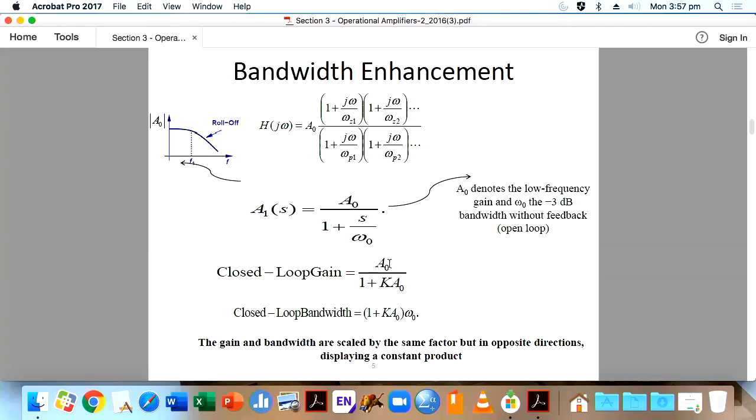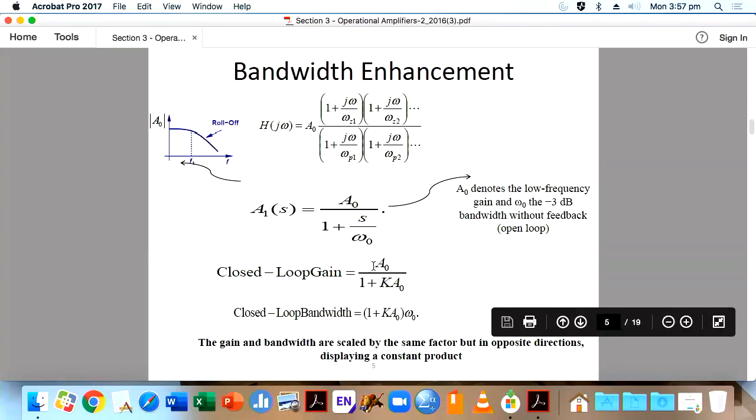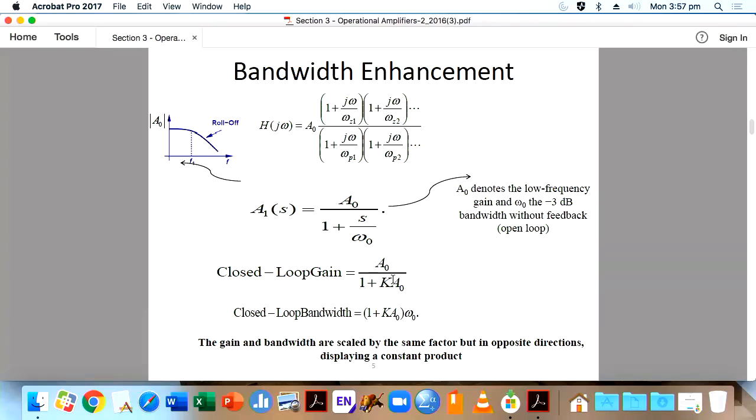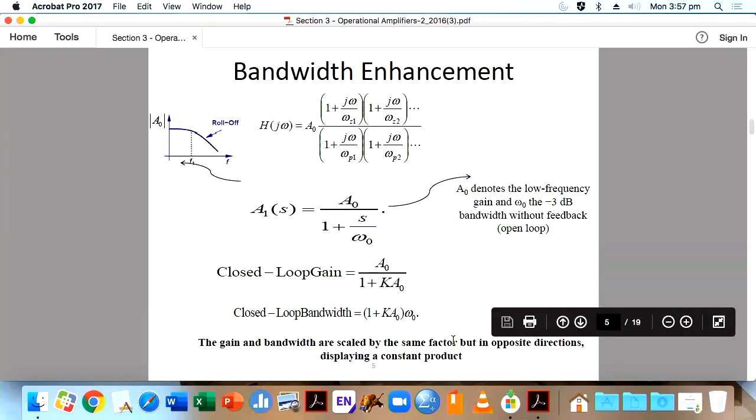Okay, so from this slide what you have to understand is closed loop gain equals A0 by 1 plus k into A0. So when you have negative feedback, you are reducing the gain. But then you can increase the bandwidth by how much you decrease your gain. The gain and bandwidth are scaled by the same factor, that is 1 plus k into A0. k is the feedback fraction, A0 is the open loop gain. But in opposite directions, displaying a constant product. Opposite direction means when the gain is decreasing, bandwidth increases. You can do that with feedback.